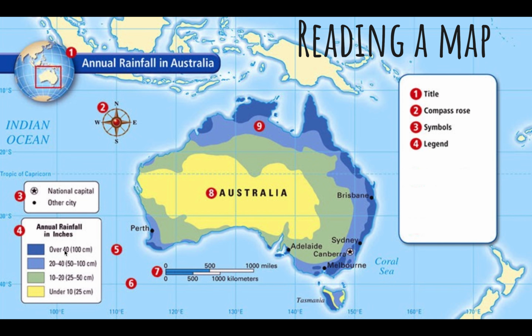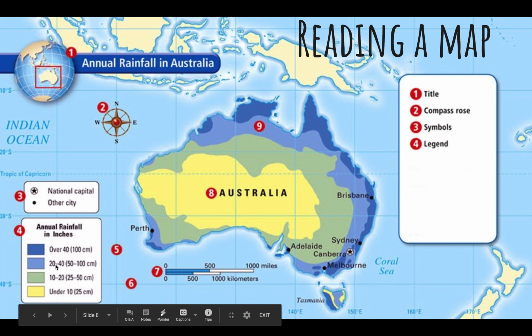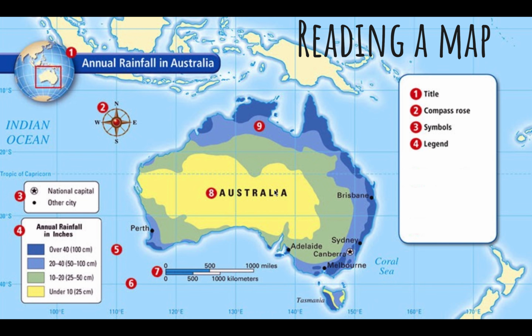Blue representing 40 inches of rainfall each year. Light blue representing 20 to 40. Green representing 10 to 20. Yellow representing under 10. So we know that under 10 is very little rainfall. This yellow refers to this color right here. So we know the center of Australia does not get very much rainfall each year.